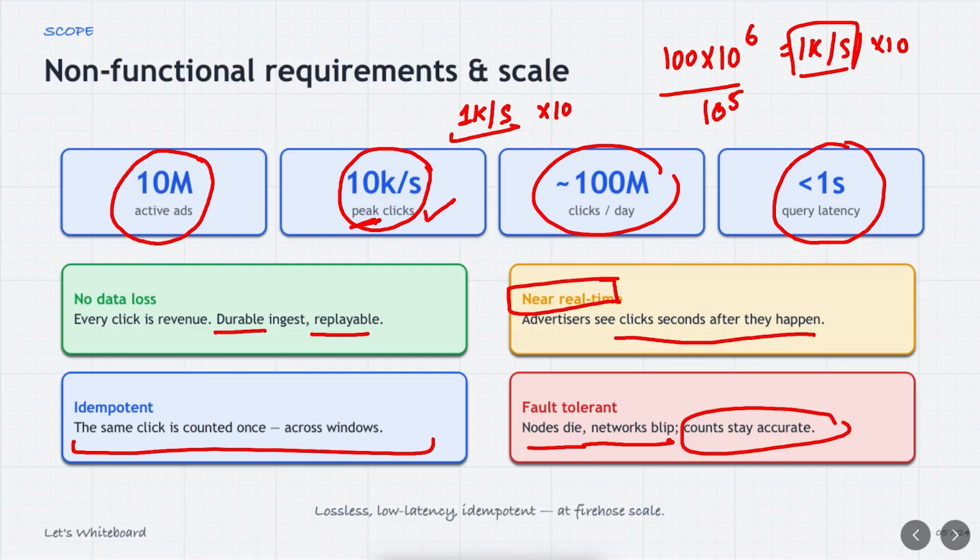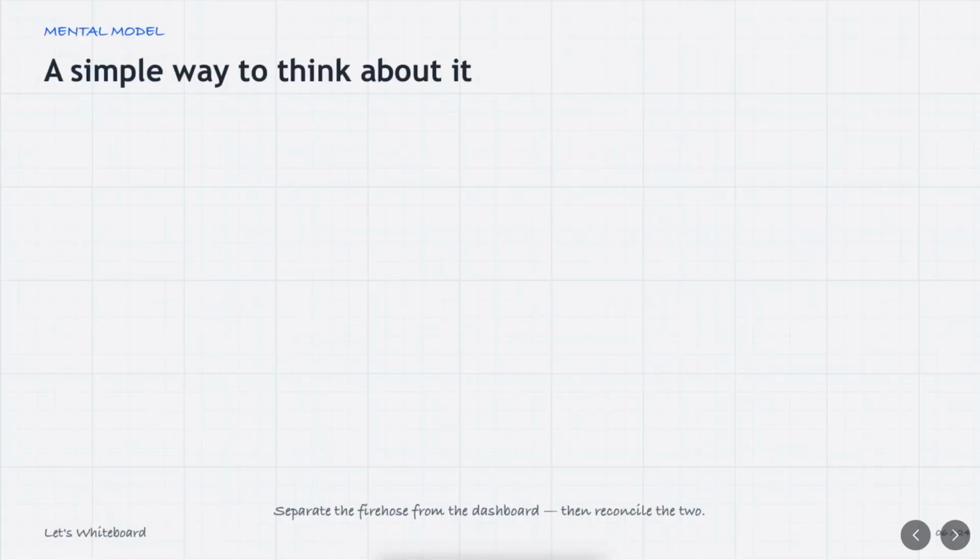So we are trying to handle four main requirements here. There should be no data loss. There should be real time. The system should be fault tolerant, and we should not count any ad click twice.